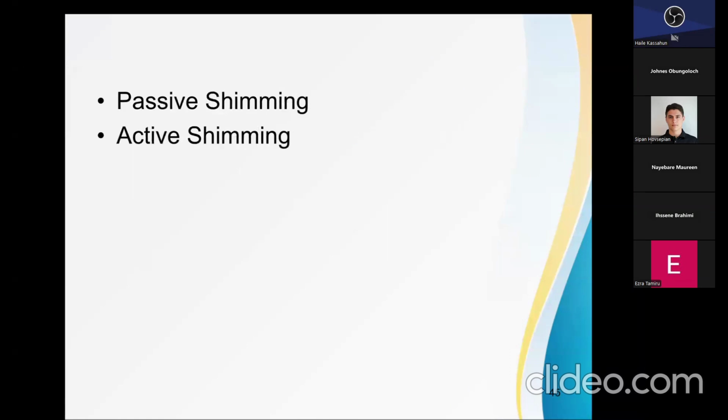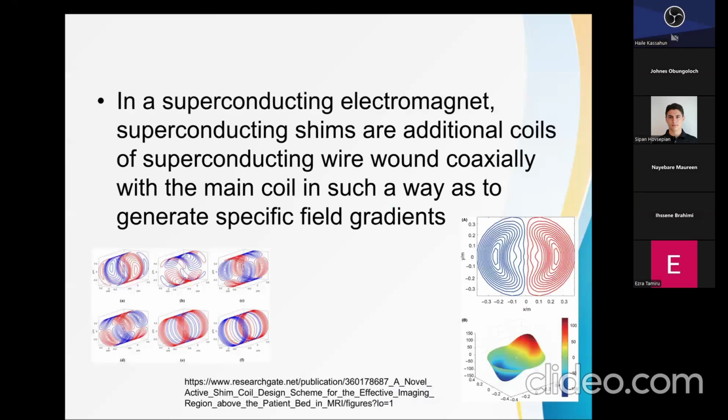So you can have a passive shimming system, where you can again use permanent magnets for shimming, or iron poles that you insert at certain specific points. Or you can have active shimming systems, in which you have coils that generate magnetic fields depending on the need, as and when you need the magnetic field to be uniform.